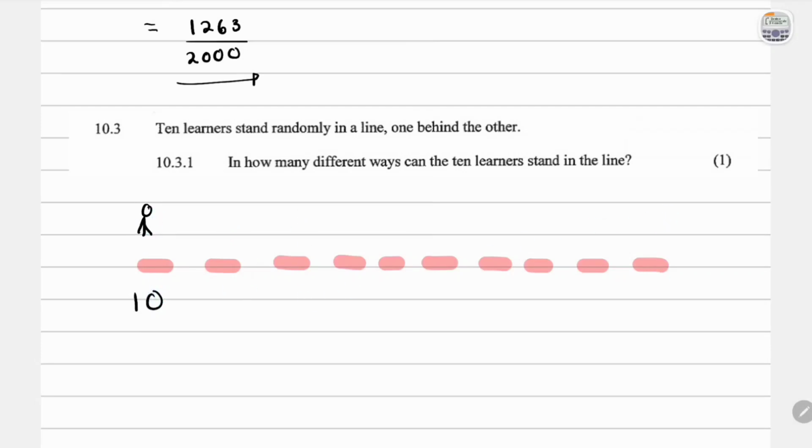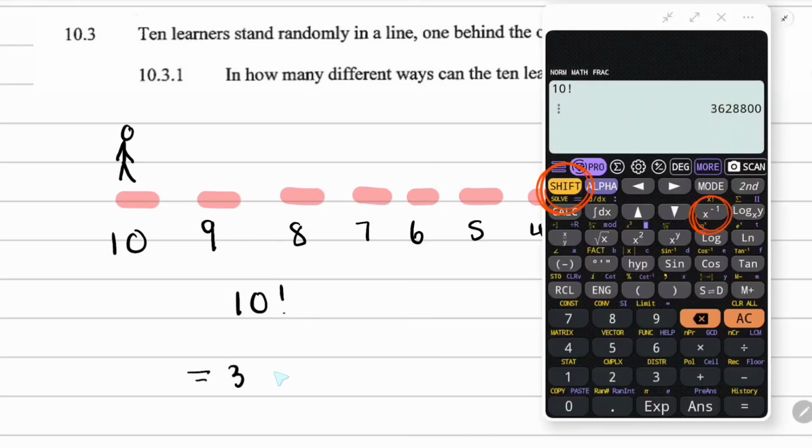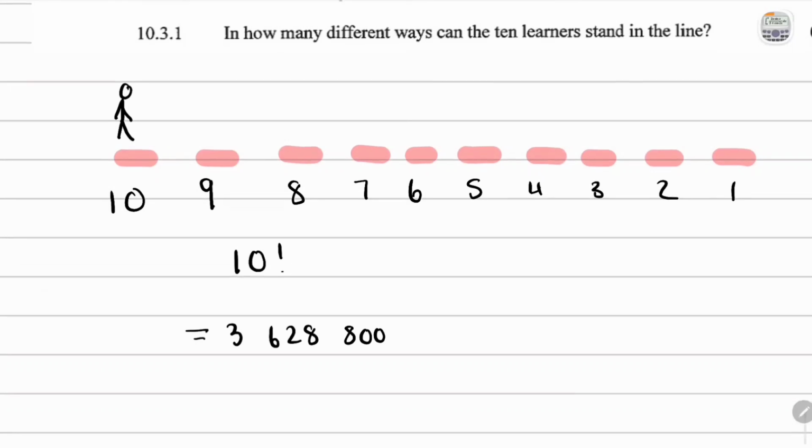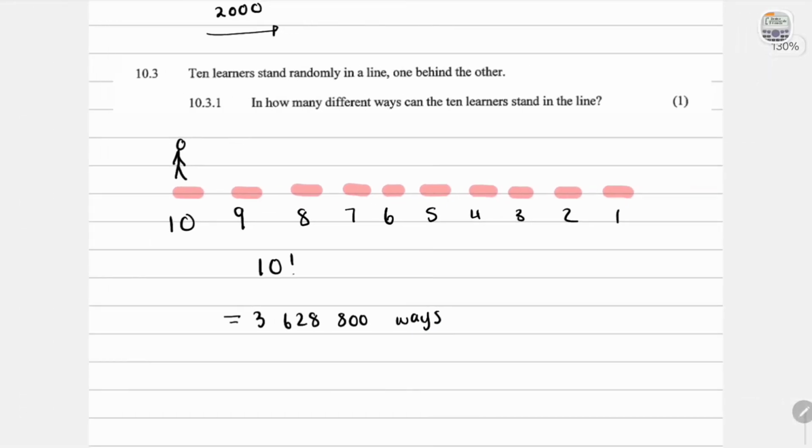Once the first learner is standing, the second learner has 9 more places to stand in. So 9 choices. And then the third learner, 8, then 7 choices, 6, 5, 4, 3, 2, and 1. So you can see that to find this is simply 10 factorial, which is equal to 3,628,800 ways. Okay, so they said in how many different ways, that would be the total ways. Okay, moving on to the next question.